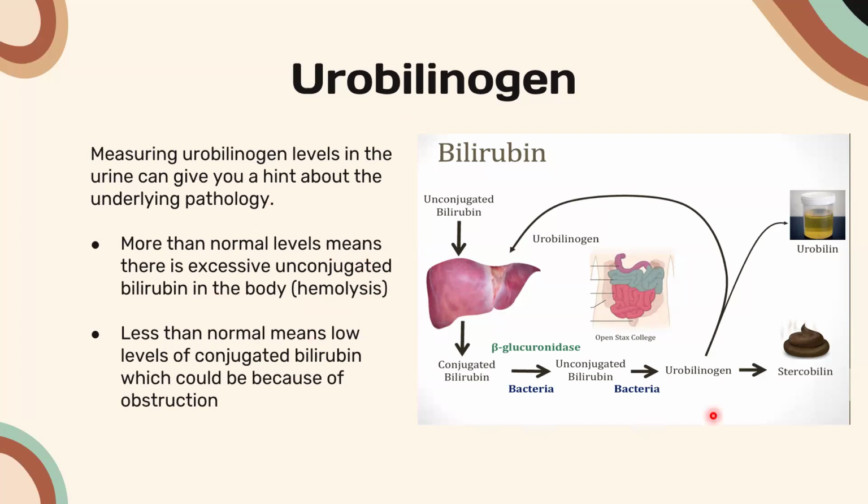Urobilinogen is formed from the unconjugated bilirubin by the bacteria. So keep that in mind.